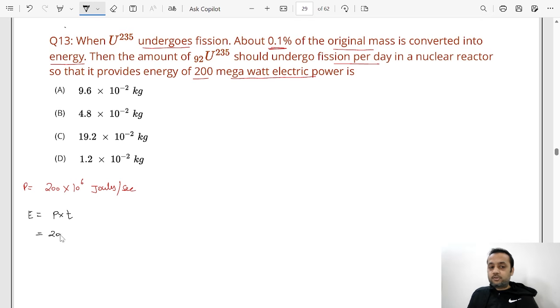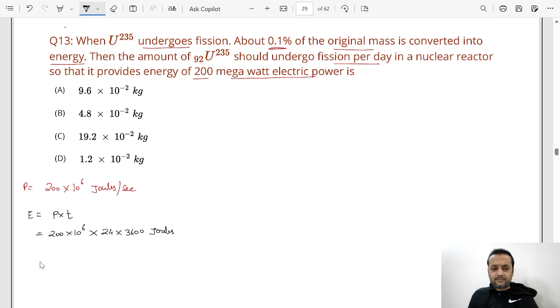That means 200 into 10 to the power 6, this much is the energy produced in 1 second, multiplied by the number of seconds in one day. So how many seconds in one day? 24 hours into 3600 seconds, right? So we need this much joules of energy to be produced by the reactor in one day.